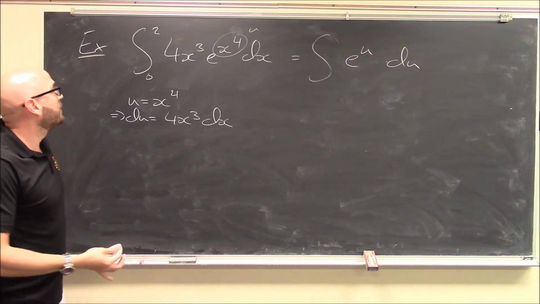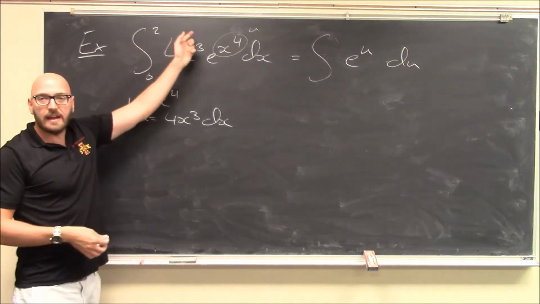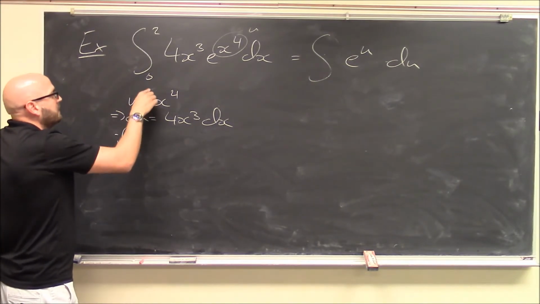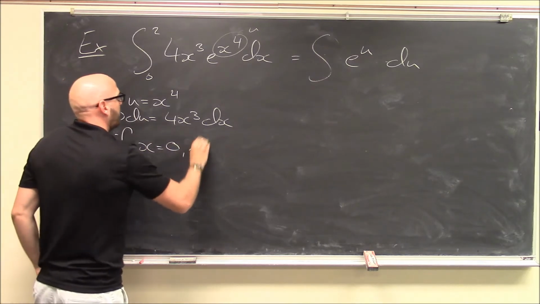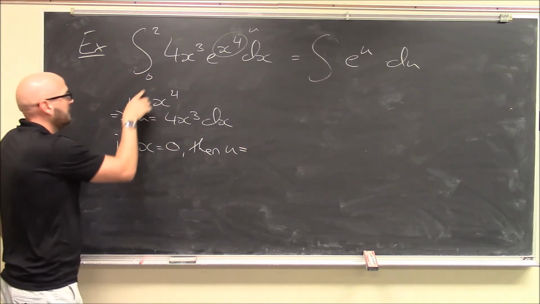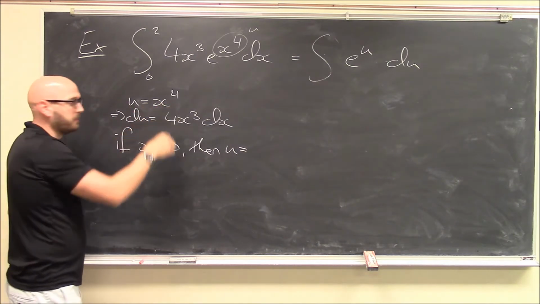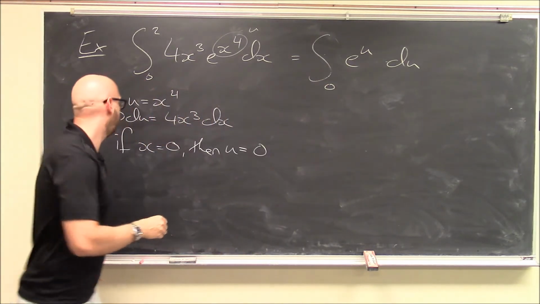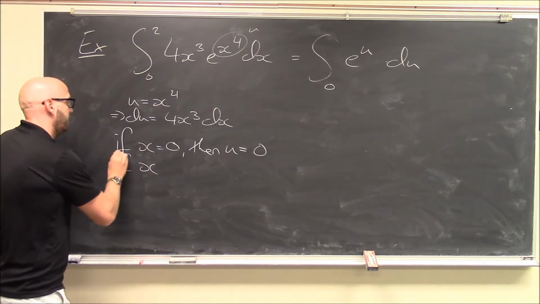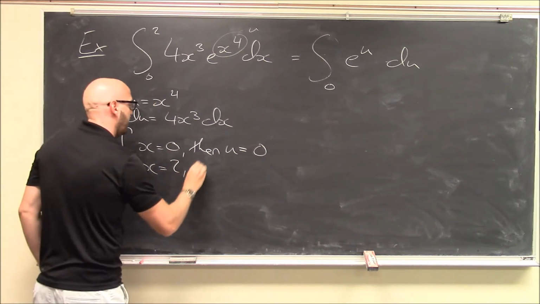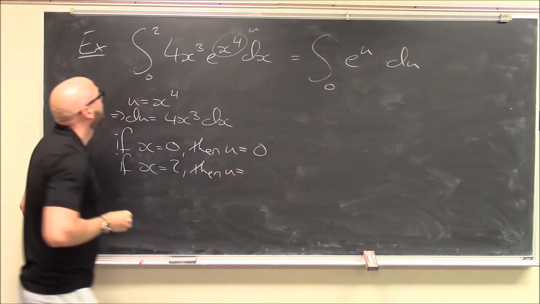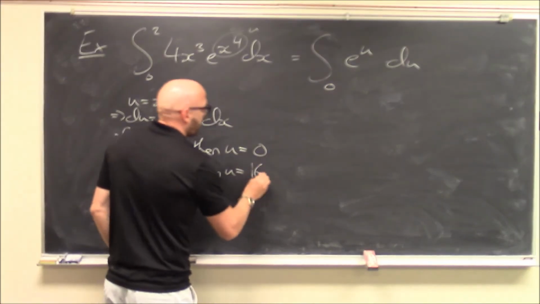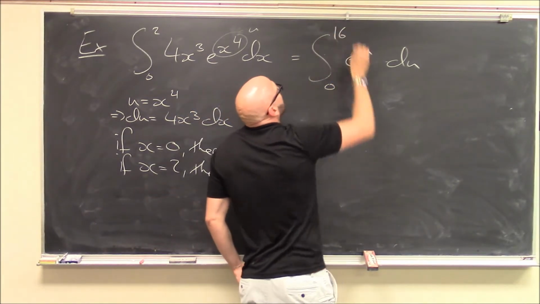With, again, remember, one more catch is I can't use these old bounds. These are bounds on x. I need to figure out what my new bounds are going to be. So we just plug them in. If x is 0, then u is going to be 0 to the fourth. So still 0, actually. So my new lower bound on u is 0. And if x is 2, then u is 2 to the fourth. 2 to the fourth, I think, is 16. So integral from 0 to 16.